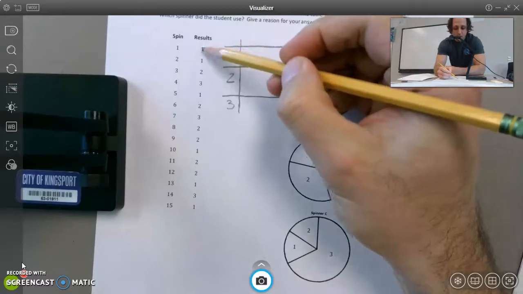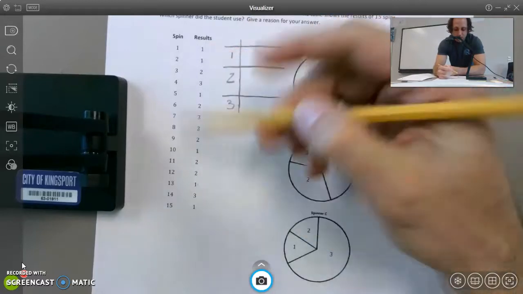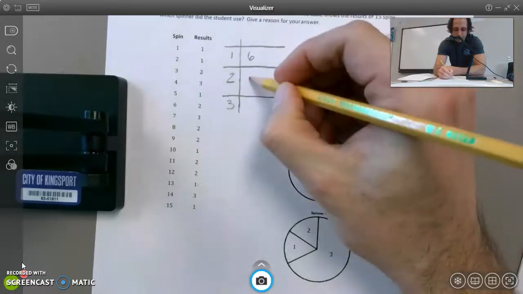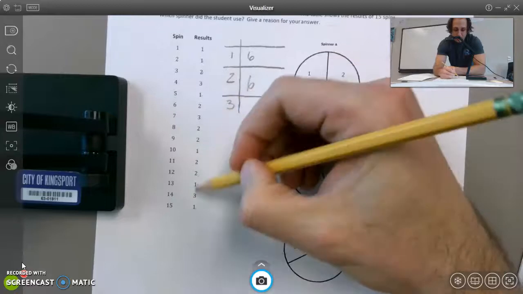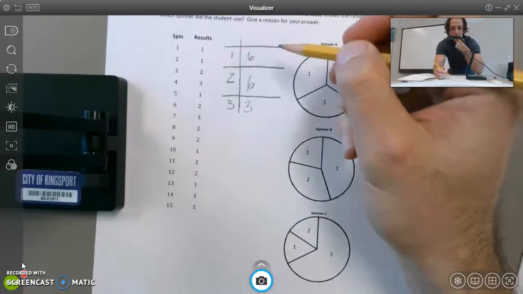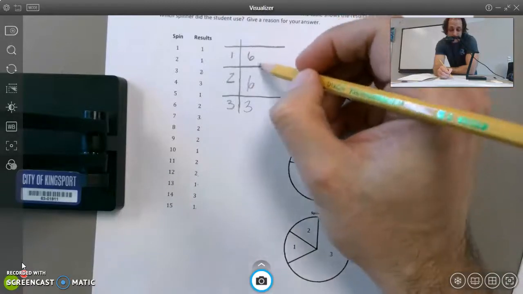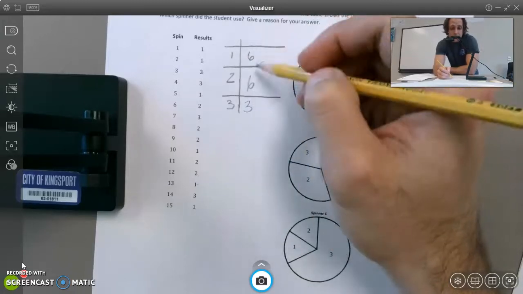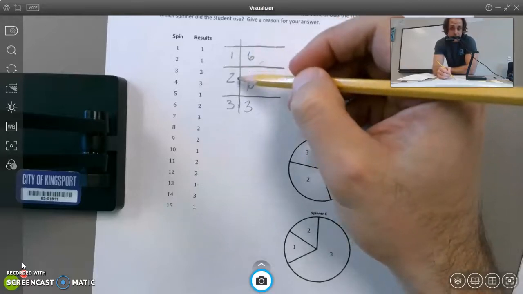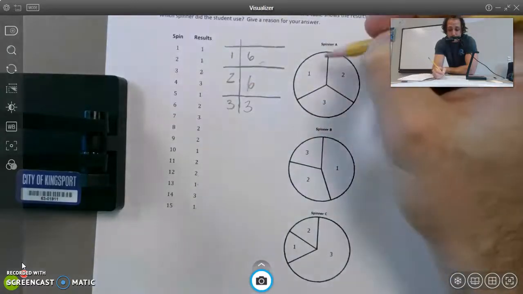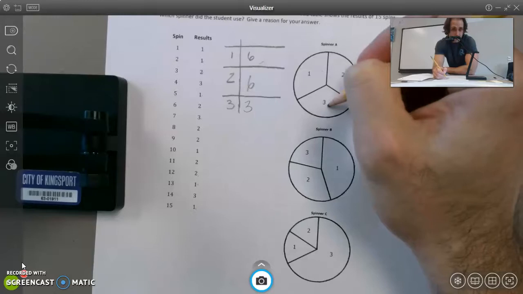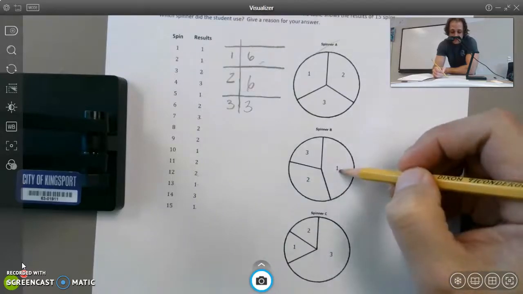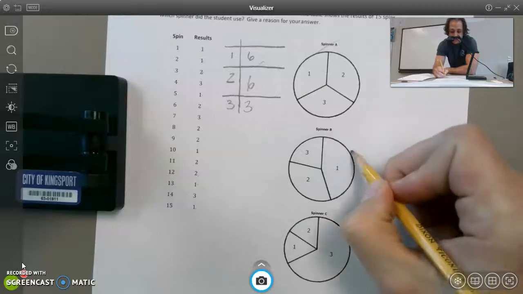Well, we landed on 1, 1, 2, 3, 4, 5, 6 times. We landed on 2, 1, 2, 3, 4, 5, 6 times. We landed on 3, 1, 2, 3 times. So it appears that 1 and 2 are equally likely, and more likely to be landed on than 3. So, do we have a spinner where 1 and 2 are the same size, but 3 is smaller? Well, 1 and 2 are the same size here, but 3 is the same size as well. So not this one. On spinner B, 1 and 2 are the same size, and 3 is smaller, and that's what we're looking for. So I think spinner B looks good.